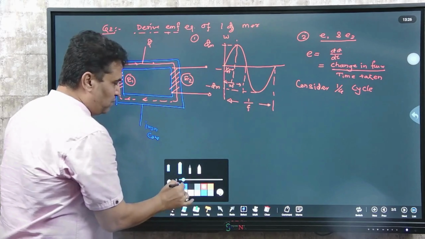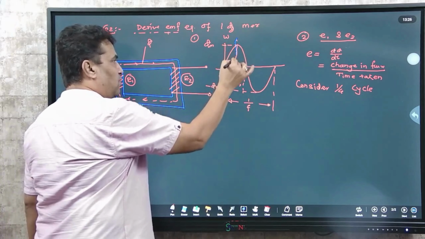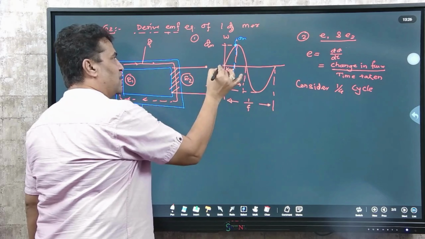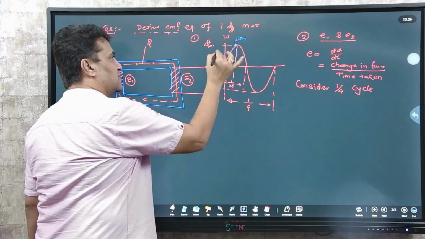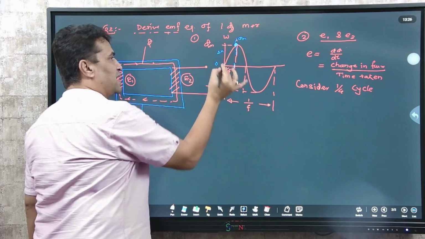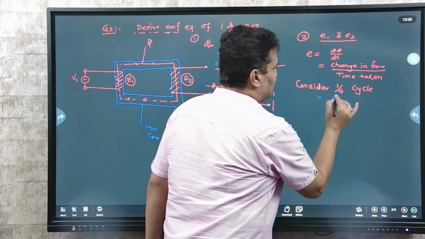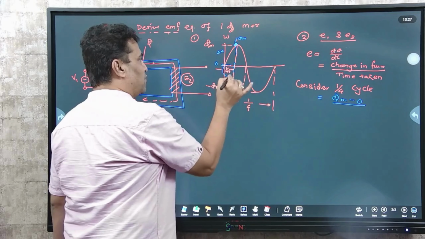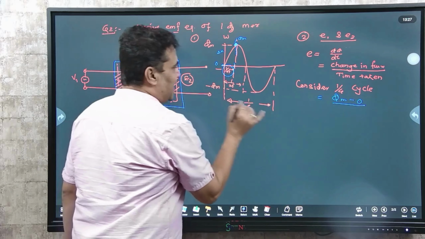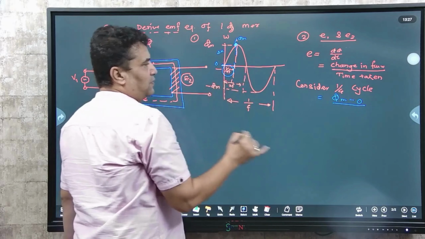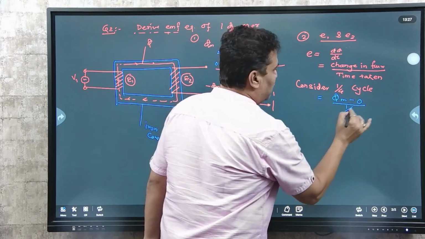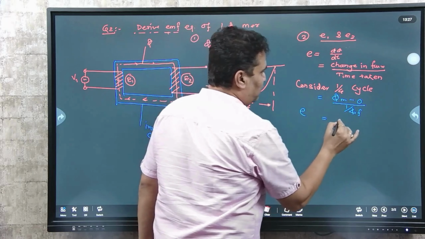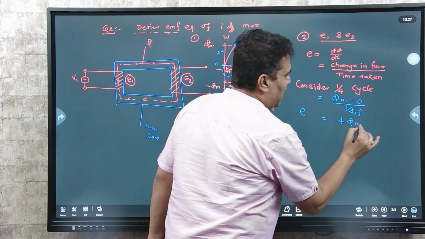Now please observe here the 1/4 cycle. When you consider the 1/4 cycle, what is the change in flux? Maximum flux is phi m, minimum flux is 0. So what is the change in flux? Change in flux is phi m minus 0. Phi m is the maximum minus 0. And what is the time taken for quarter cycle in terms of frequency? 1 by 4f, because the entire is 1 by f, half is 1 by 2f, so quarter is 1 by 4f. So if I write 1 by 4f, then what is the EMF? E becomes 4 phi m f.